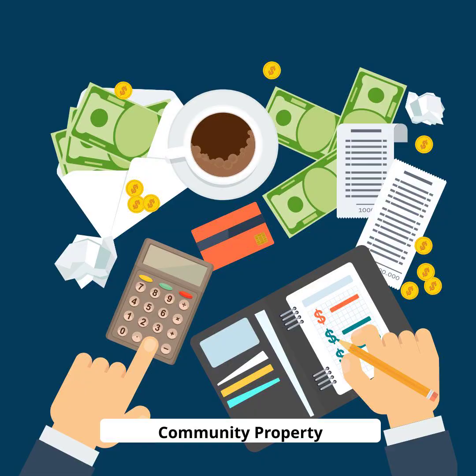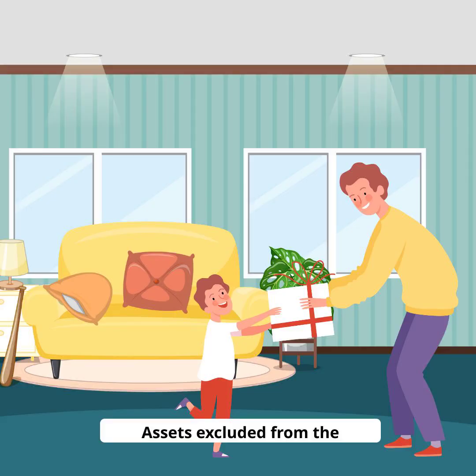Community property explained. Community property includes anything earned or bought during the marriage. This covers wages, shared purchases, and any income from community property. Assets excluded from the division include gifts to one spouse and inheritances. Spouses keep individual assets acquired before their union.